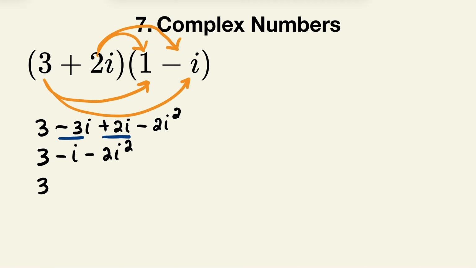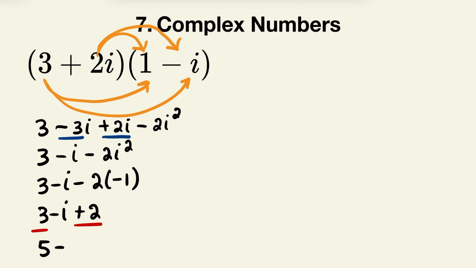We have 3 minus i minus 2 times i squared is negative 1. So continue to combine like terms. So we have 3 minus i, and then be careful with this. We have negative 2 times negative 1, which is positive 2. So let's bring that down. Continue to combine your like terms. We have 3 plus 2, which equals 5, minus i. And so 5 minus i is our final answer.